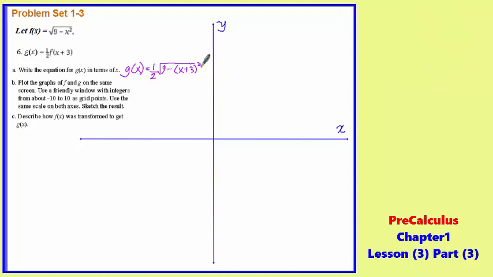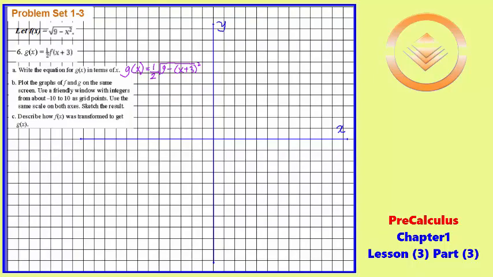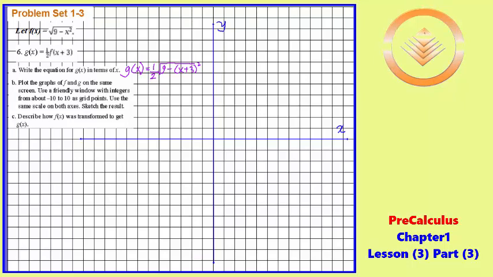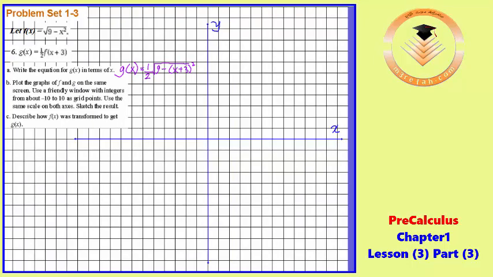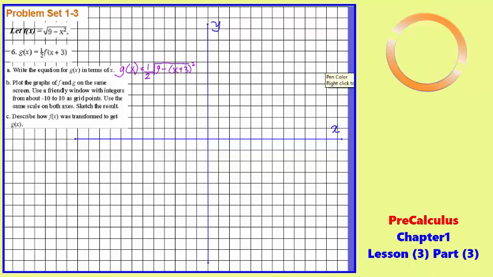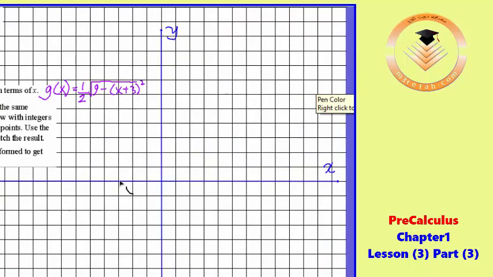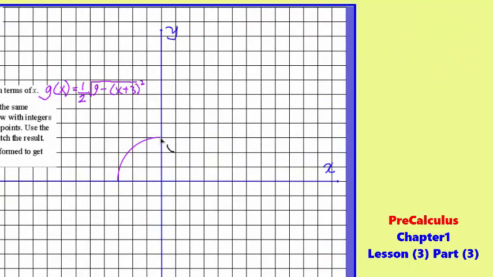Plot the graph of f and g on the same screen. Use a friendly window with integers from about -10 to 10 as grid points. Use the same scale on both axes. Sketch the result. So, as we did a while ago, we're going to sketch the graph of the original function, the square root of 9 minus x squared. So, it's like this.